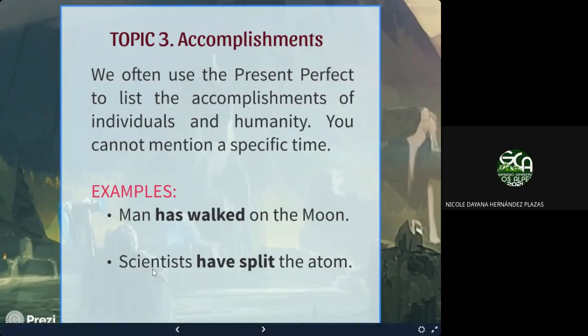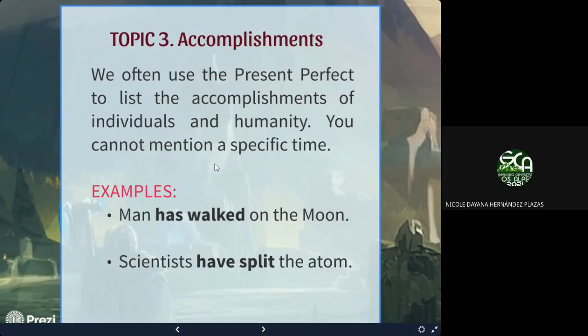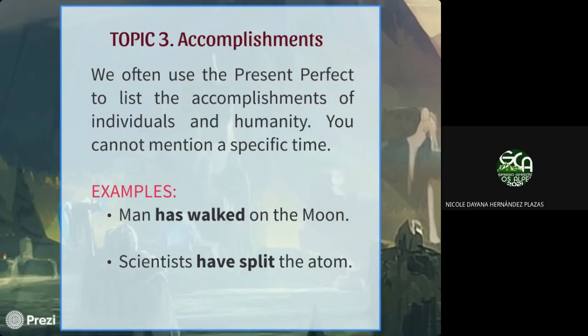Or for example, this one. Scientists have split the atom. What is the meaning of has split the atom? What am I saying? Han separado. So scientists have split the atom. Very good. Questions about the use of present perfect to accomplishments or achievements? The same thing. Teacher, what is the meaning of split? Dividir. Split, dividir. Okay, tell me, Maggie.